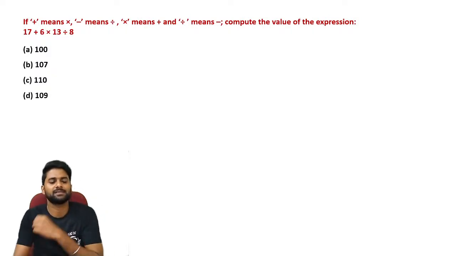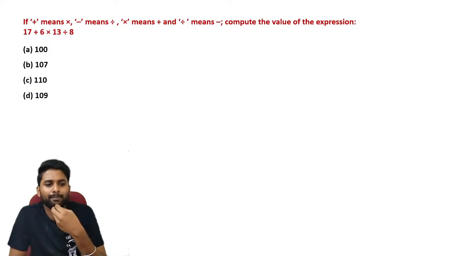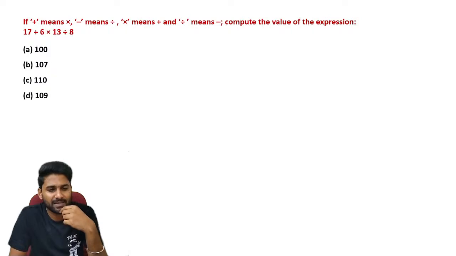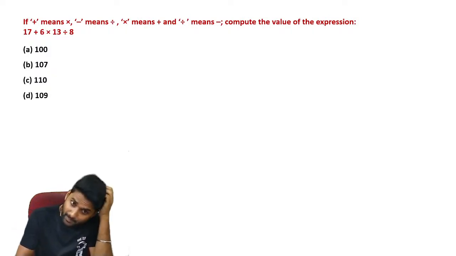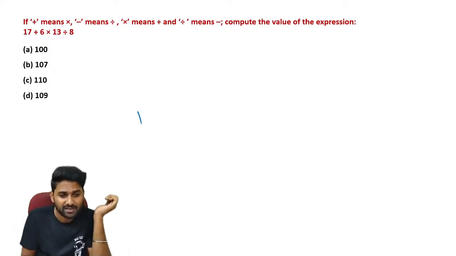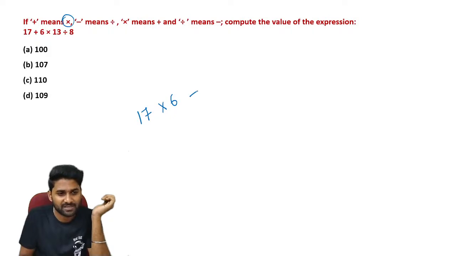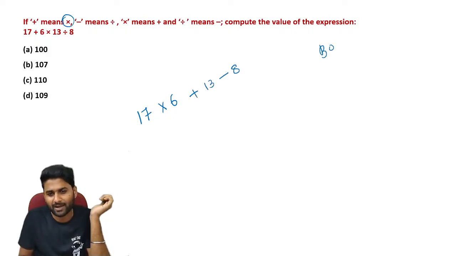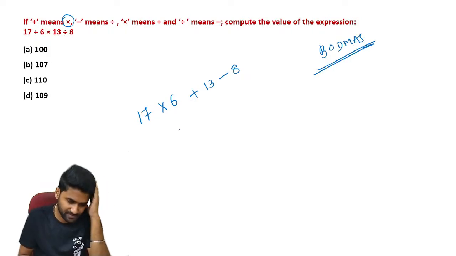Now see here, plus means multiplication, minus means division. Multiplication means plus, division means minus. Compute the value of that expression. 17. So plus means multiplication, multiplication means plus, division means minus. And according to any simplification, you should follow this rule both ways.